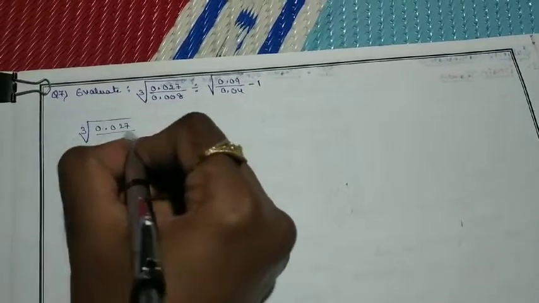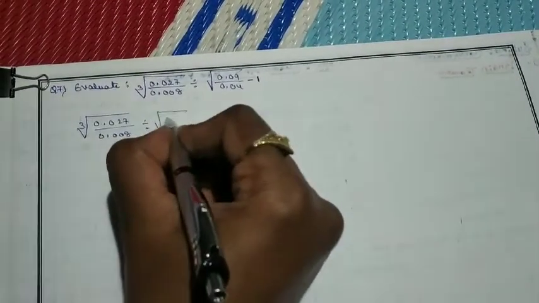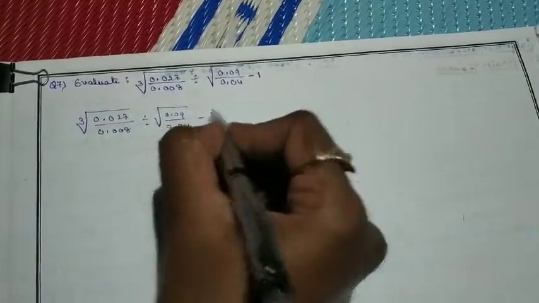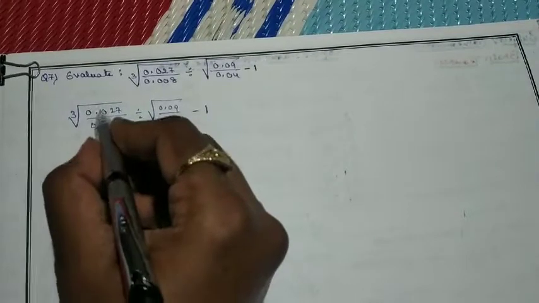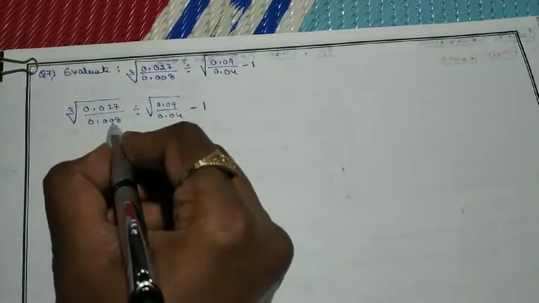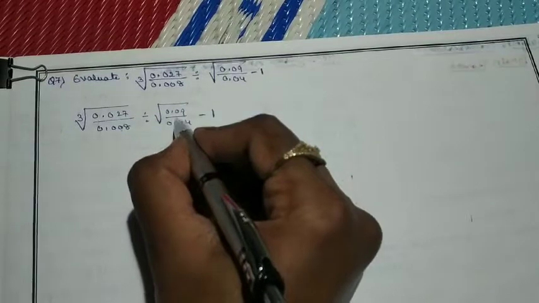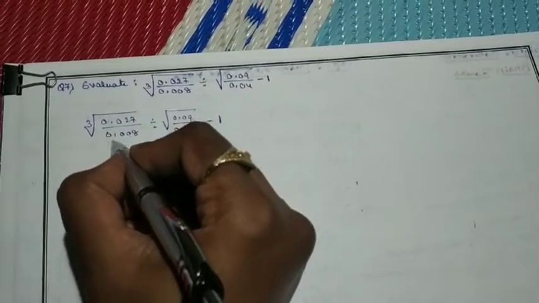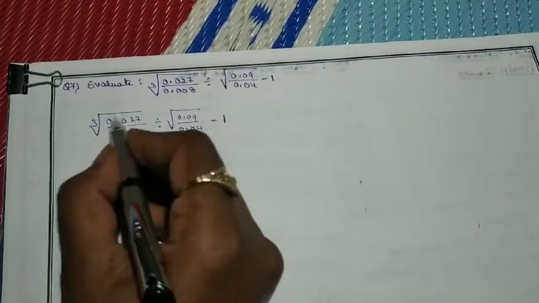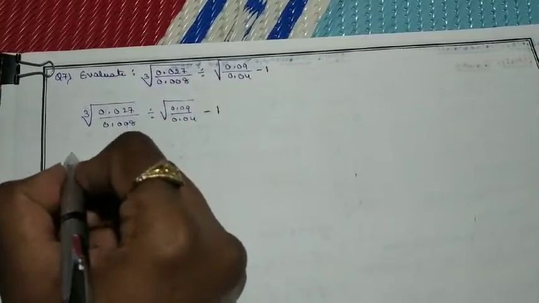Cube root of 0.027 divided by 0.008. I am writing the question as it is. Divide square root of 0.09 by 0.04 and minus 1. So here I can cancel the decimal point, children, because after decimal point we have 3 digits, after decimal point we have 3 digits. Here after decimal point 2 digits, after decimal point 2 digits. So this decimal point with this decimal point, I can go for cancellation. That method you can do. Or the other method is converting the decimal number into the form of a rational number. That method also you can follow.